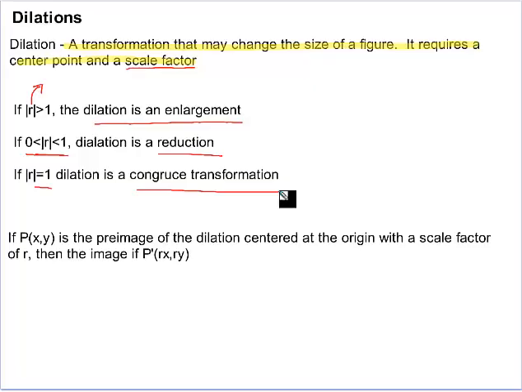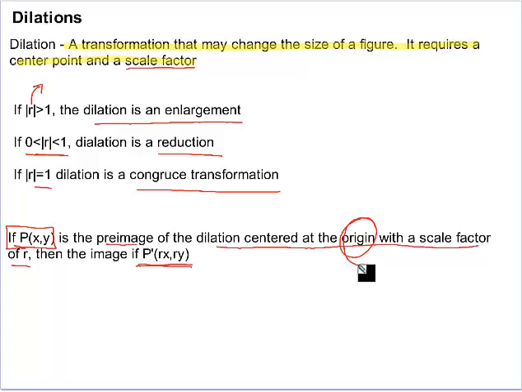So the way we figure out where our new points are is if we have a point (x, y), and that's our pre-image, the dilation centered at the origin with a scale factor of r, then the post-image is just (rx, ry). So we just have to multiply our points by whatever our dilation was. Once again, that's only if we're centered at the origin though.